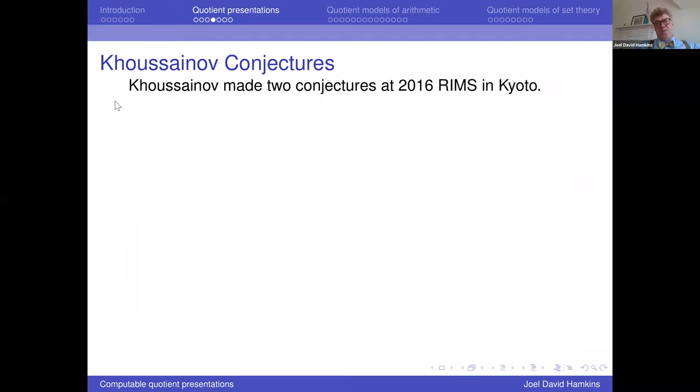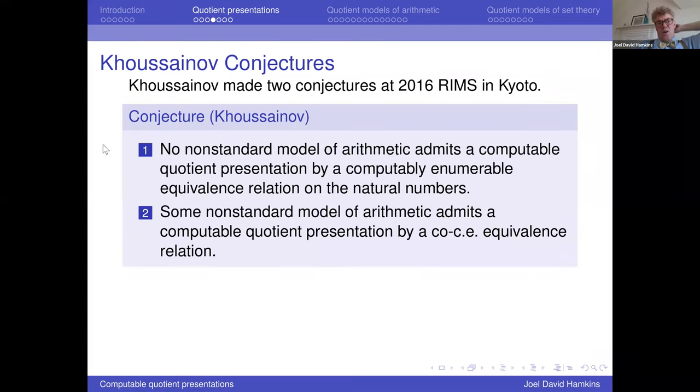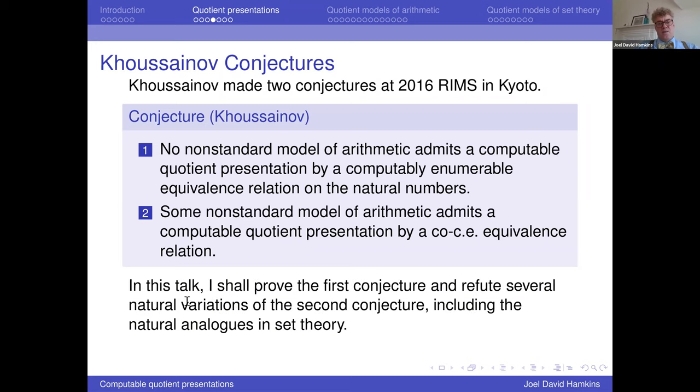Okay, so at that conference in Kyoto, Bakh had made two conjectures, the following. He said, no non-standard model of arithmetic should admit a computable quotient presentation by a CE equivalence relation. But if you allow a co-CE equivalence relation, then he thought it should be possible. Those are the two conjectures. They're both generalizations of Tennenbaum. The first one is directly generalizing Tennenbaum, saying you can't do it with a CE relation. And the second is sort of an anti-Tennenbaum theorem, saying with co-CE, you should be able to do it. In this talk, I'm going to prove the first conjecture and I'm going to refute some variations of the second conjecture, including the natural analogs in set theory, but some of the variations are still open.